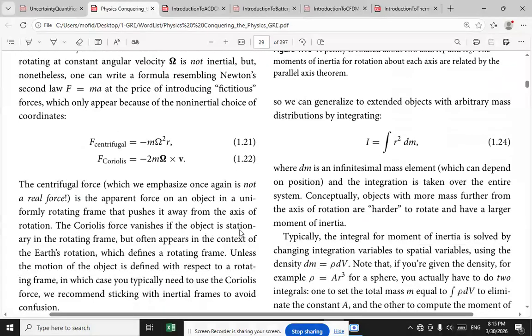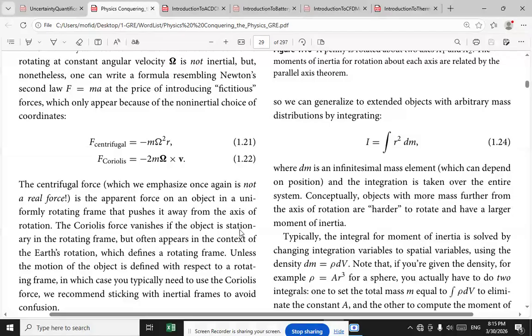Equation 1.21: the centrifugal force is equal to minus m omega squared r, and the Coriolis force is equal to minus 2m omega multiplied by v. The centrifugal force, which we emphasize once again, is not a real force. It's the apparent force on an object in a uniformly rotating frame that pushes it away from the axis of rotation.